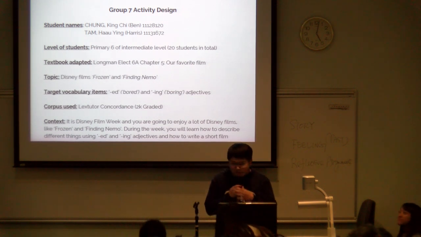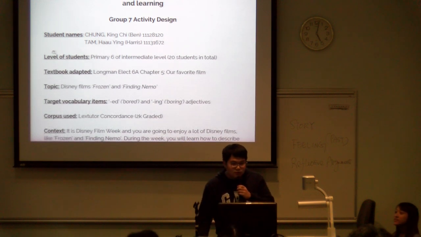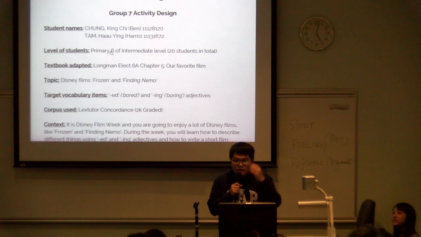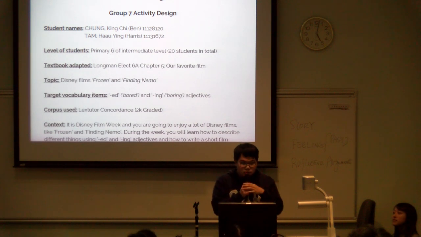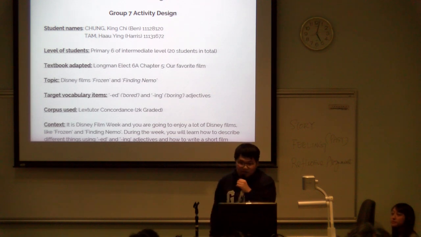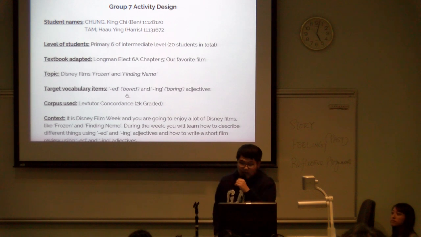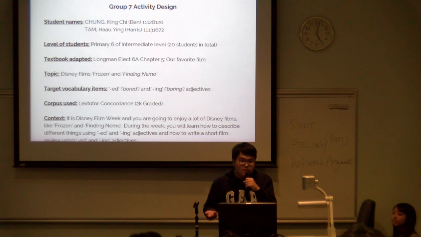Okay. So here is our group activity design. Our level of student is primary 6, intermediate level, with 20 students in total. We designed our lesson plan with adaptation to the Hong Kong textbook Moment Elect 6A, Chapter 5, Our Favorite Film. The topic will be Disney films like Frozen and Finding Nemo. The target vocabulary items will be ED and ING adjectives, and our focus is on bored and boring.